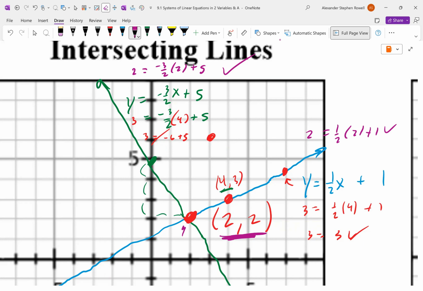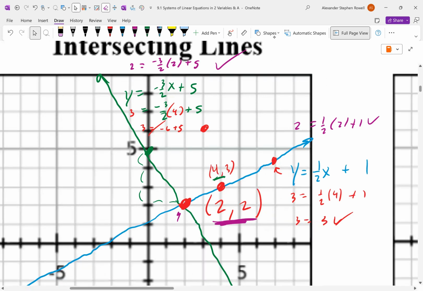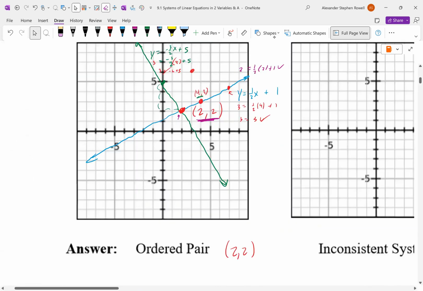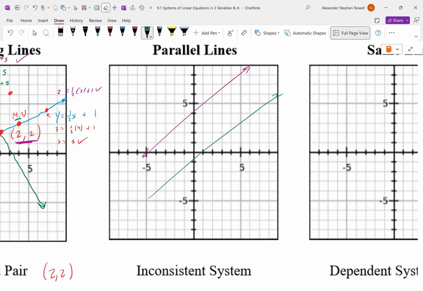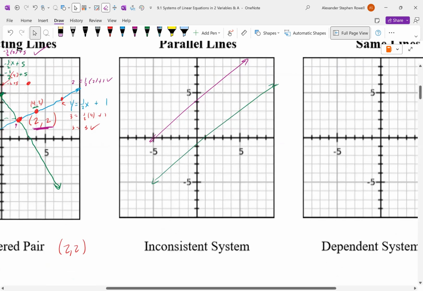How do you know that there's only one solution here and not more? It's a straight line, right? It can't curve back around and intersect again. So that's one scenario. The second scenario, what if our lines are parallel? Meaning they have the same slope, different y-intercept. We call this an inconsistent system. They cannot both be true ever. So we would say this system has no solution.